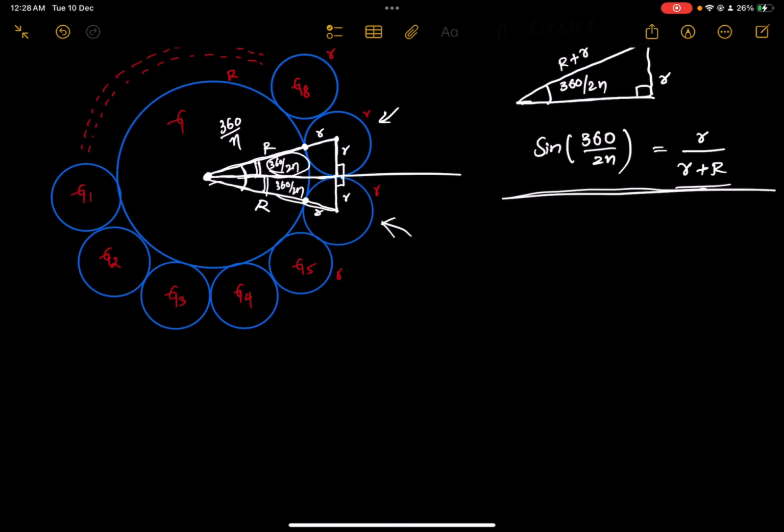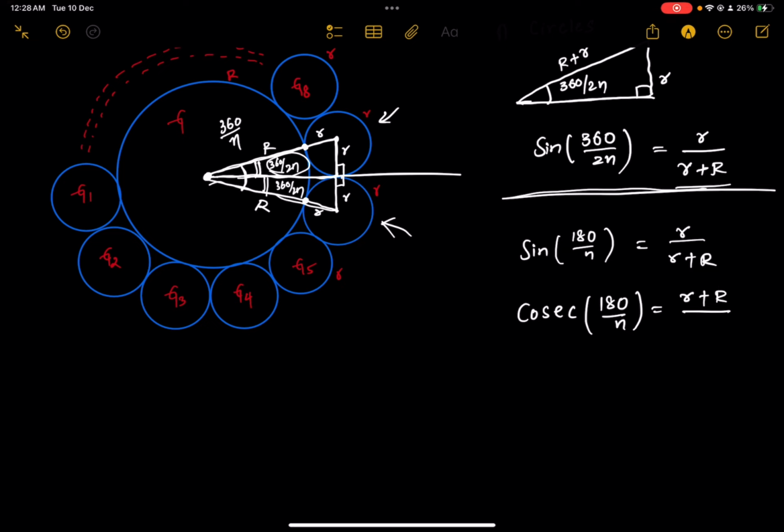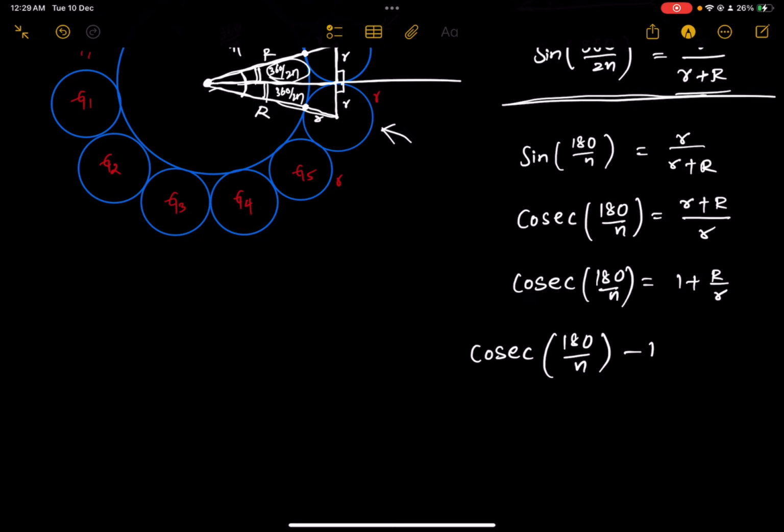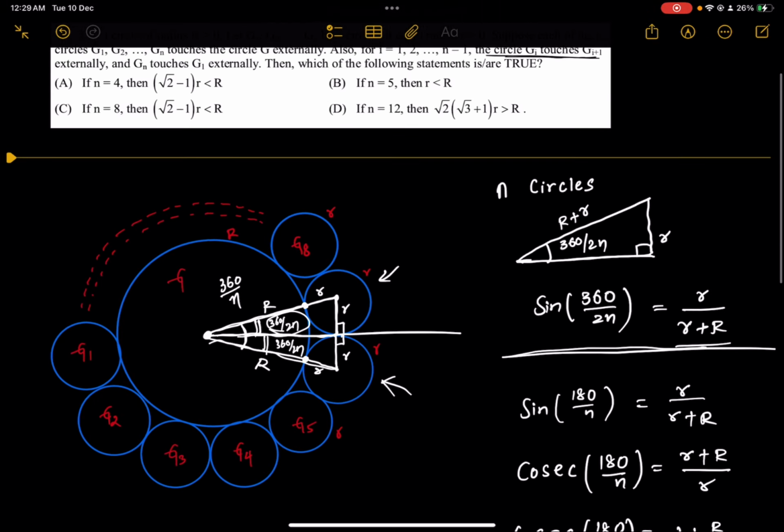So this is sine of 180 upon n, that is equal to r by R plus r. Let us take the inverse of this. This will be cosecant of 180 by n equals R plus r by r. So let us split this up. This will be 1 plus R by r is equal to cosecant of 180 upon n. Therefore cosecant of 180 upon n minus 1 is equal to R by r. Understood? So now let us go through the options.